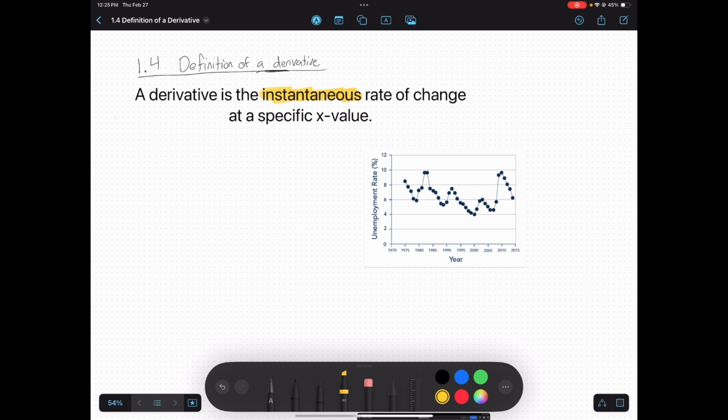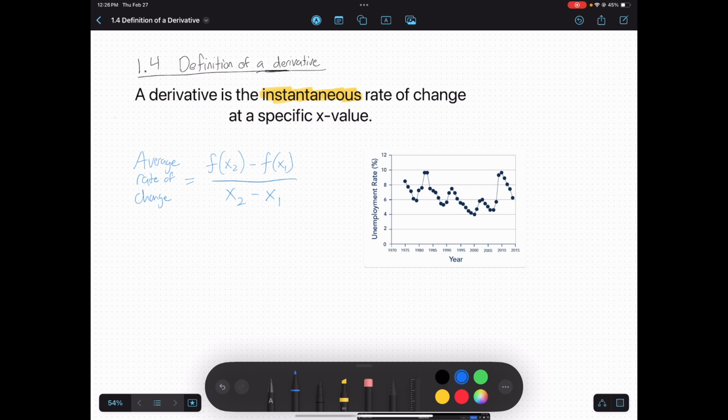Okay, so what do I mean by that? Well, remember, we had this nice little formula for average rate of change where we found the difference between my y values or my output values. So I'm going to write it like this, in function notation. It's the difference between your output values divided by the difference between your x values. So this was my average rate of change formula.